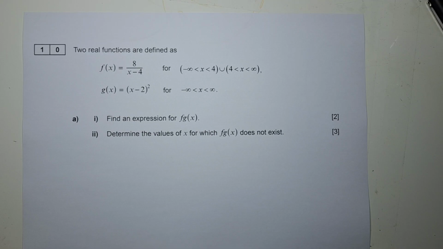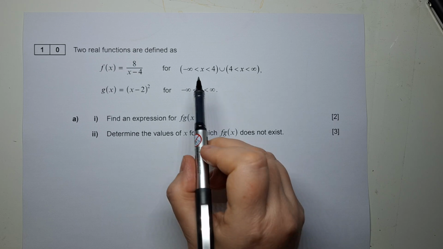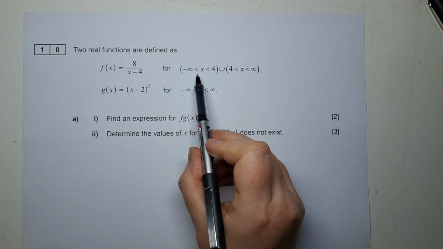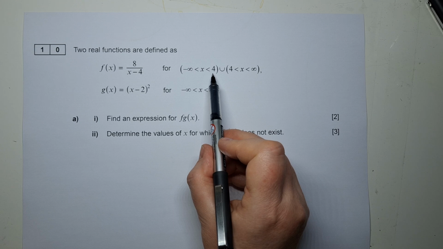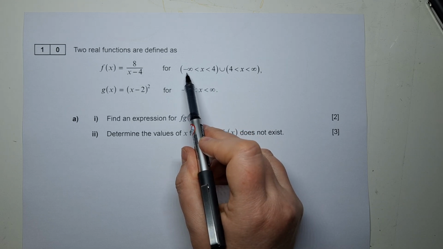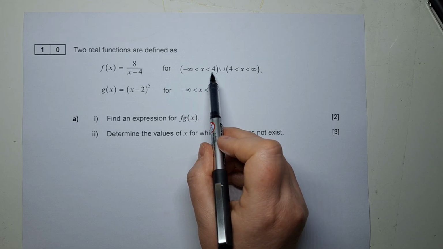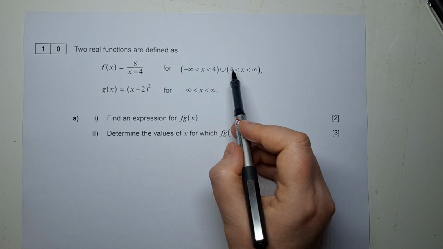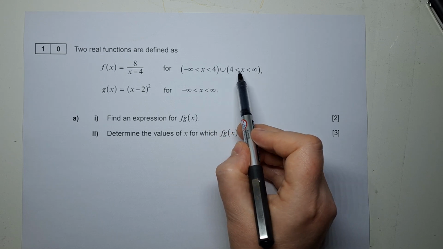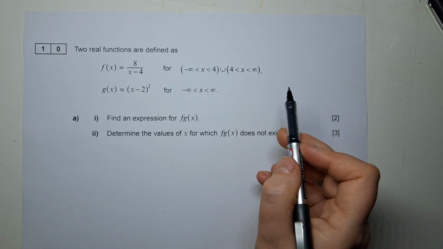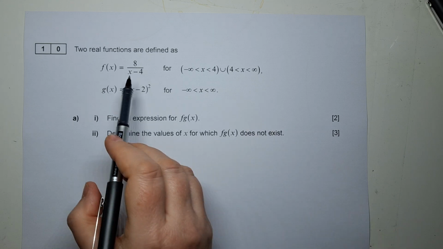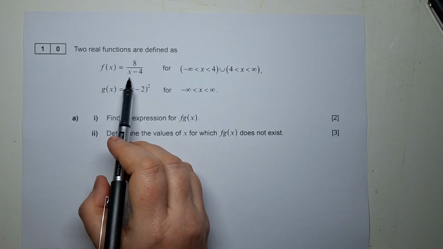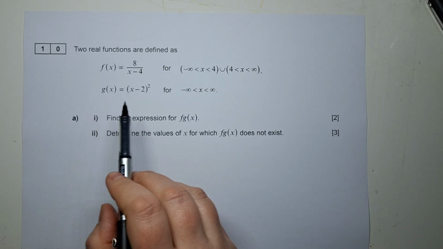Question 10. Two real functions are f of x is 8 over x minus 4. This means you can put any input you want except 4, okay? Anything from minus infinity up to 4 on the number line, but not counting 4, and then starting from just above 4 and going all the way up to infinity, effectively means everything except 4, which makes sense because if you input a 4, you're going to get an error.